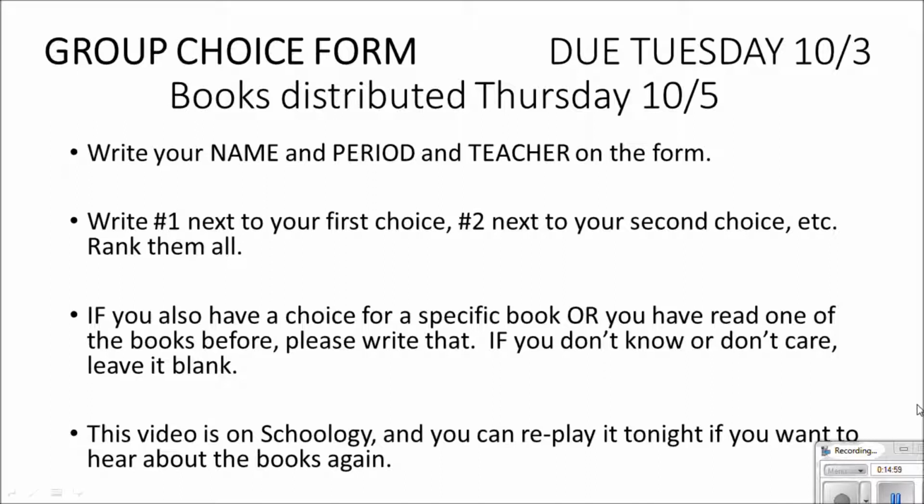Okay, so finally, we need to fill out your group choice form. You need to write your name and period on the top and circle your teacher's name. You're going to write number 1 on the blank line next to your first choice topic, and number 2 next to your second choice topic, and so on till you've numbered all the topics. Also, on the right-hand side, if you have a choice for a specific book or you've read one of the books before, please write that. If you don't know, don't care, haven't read any of them, leave it blank.